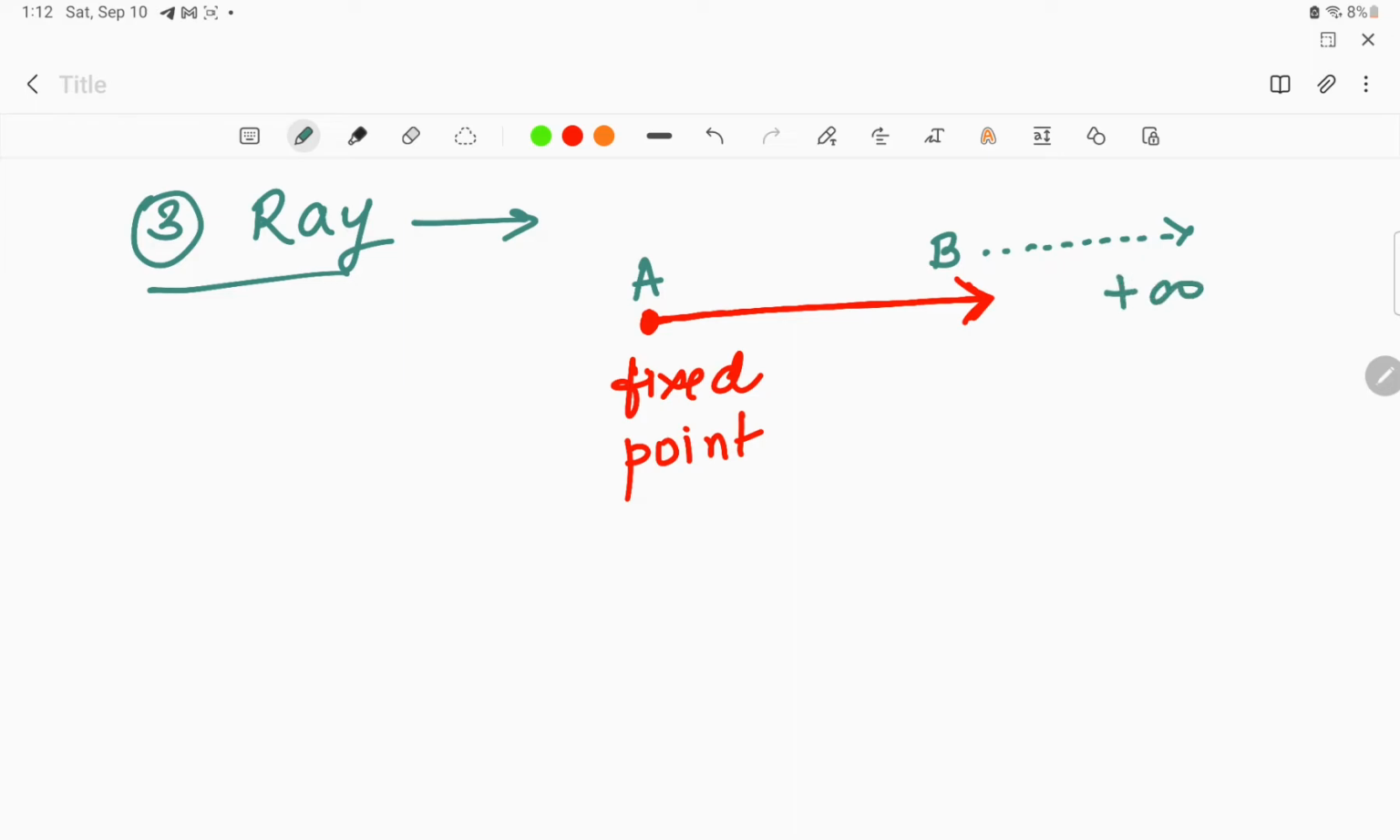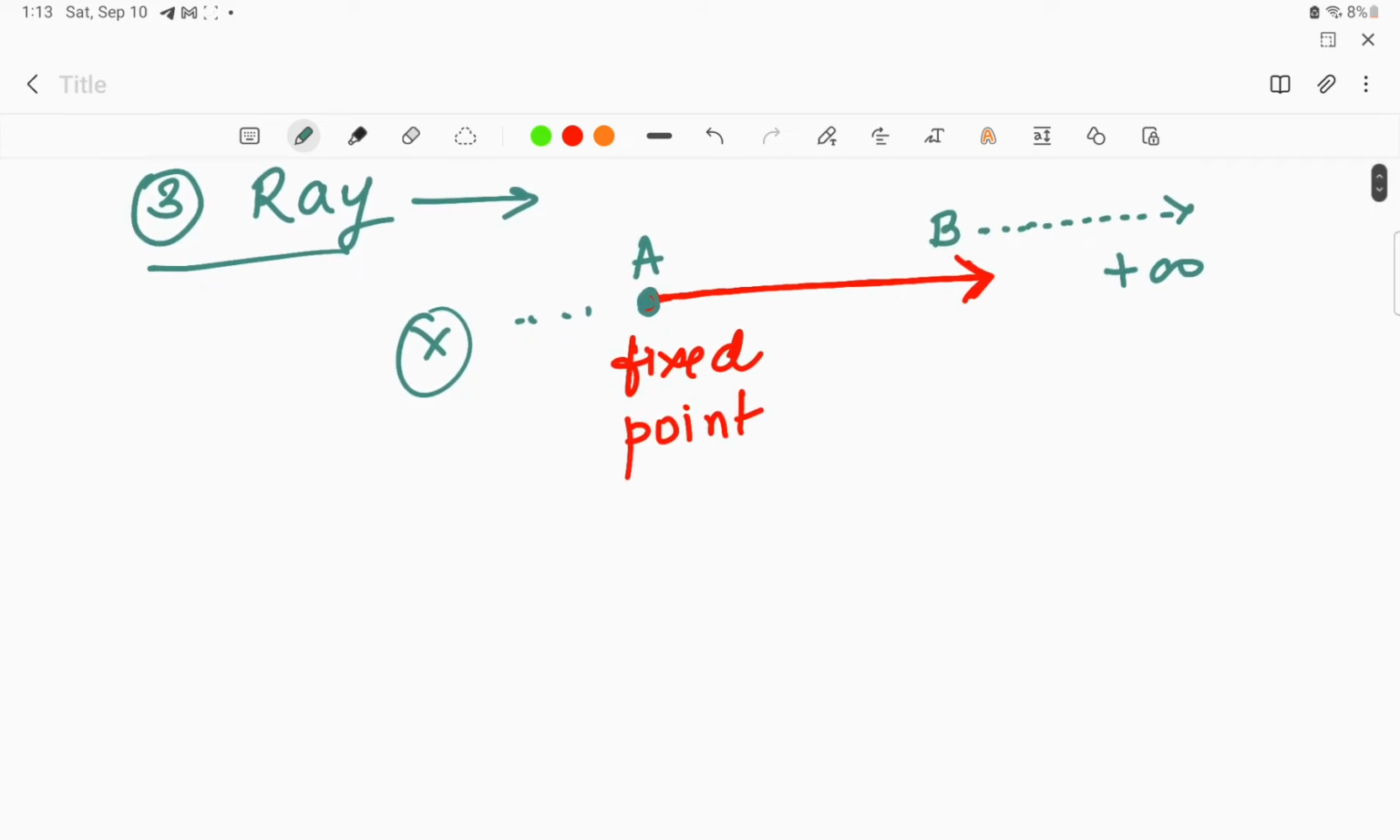So basically A is a fixed point that cannot be moved backward. The B, which is with an arrow, indicates that it can be extended to plus infinity also. So basically a ray is a diagram in which we consider a fixed point and an arrow at the other end, which shows that we can extend it up to infinity. In this way, this was about the ray.